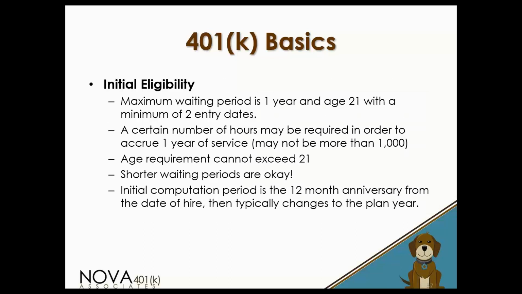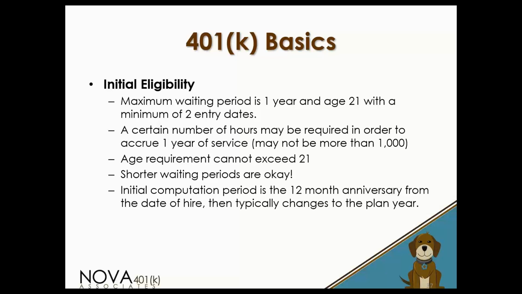Initial eligibility to the plan. 401k, the maximum wait period that any plan can make an employee wait to start contributing to 401k is 1 year and age 21, with a minimum of 2 entry dates during the year. You can put on a certain number of hours to be required to gain that 1 year of service, but it can't exceed 1,000 hours. So most plans will define a year of service as 1,000 hours. And the age requirement can't be greater than age 21.